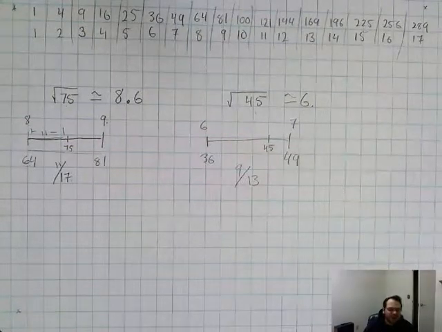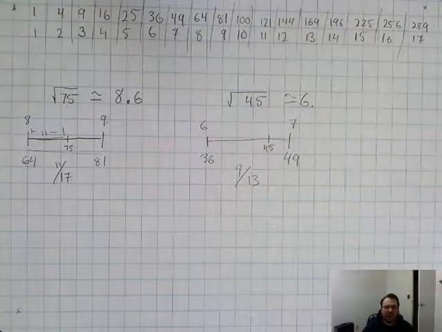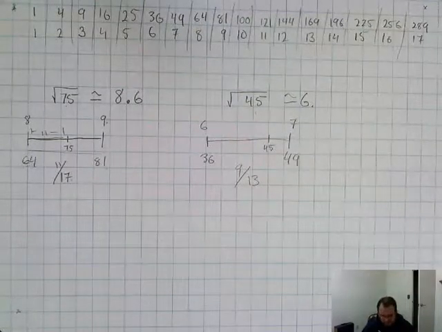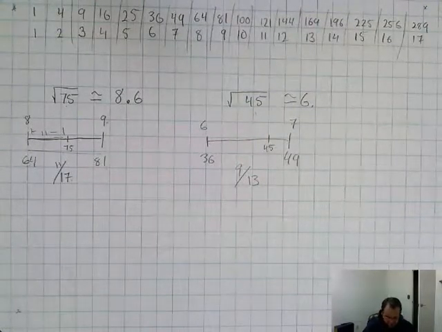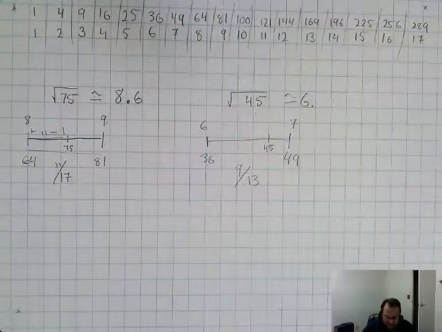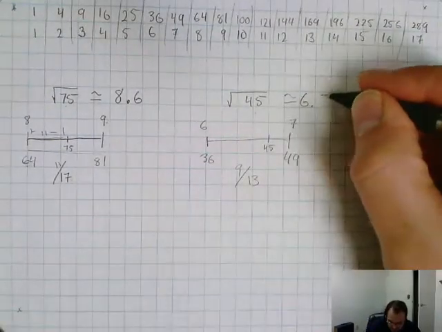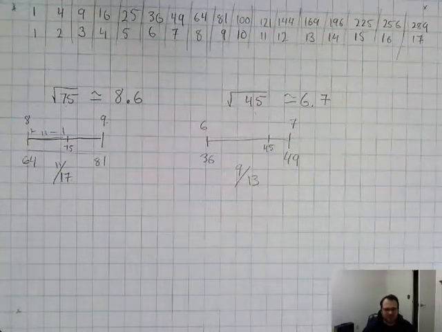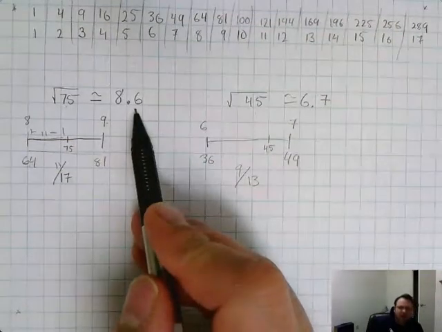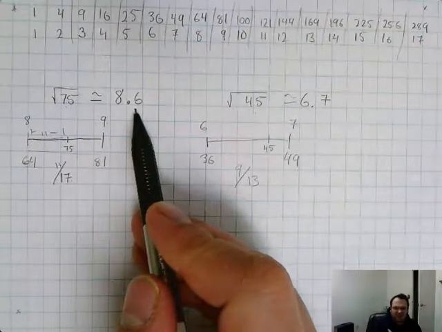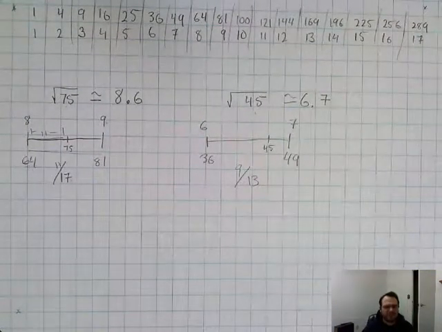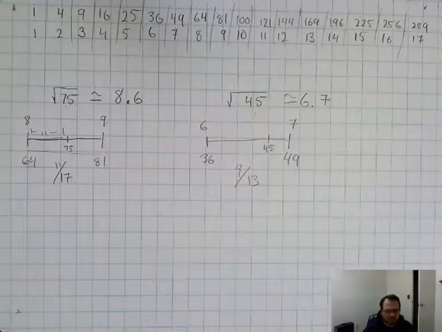9 out of 13 is way past halfway. Even if we rounded to 10 out of 15, that's 66% or 67%. So I'm going to say this is approximately 6.7. I would also allow 6.6 here, just like in the previous question I'd allow 8.7 or 8.5, somewhere around there. You don't have to be too exact because we're estimating square roots today.